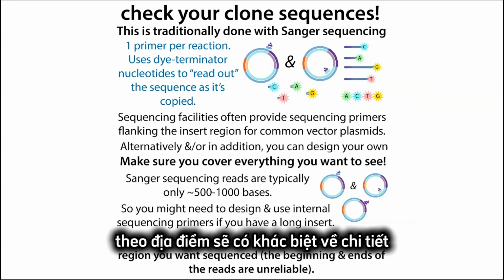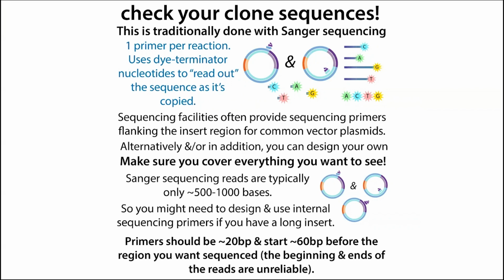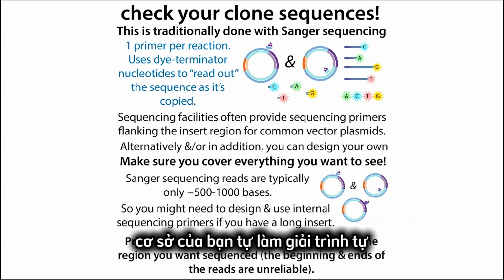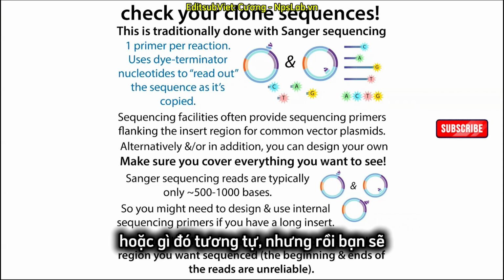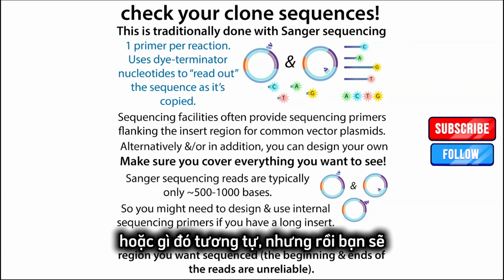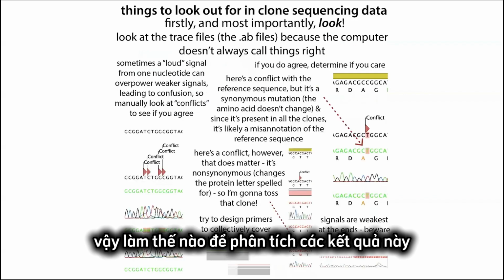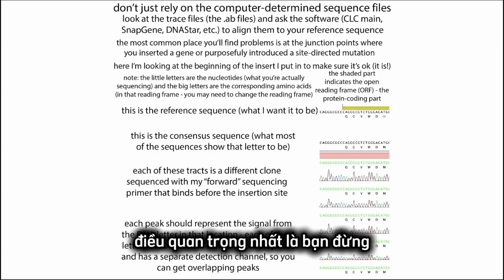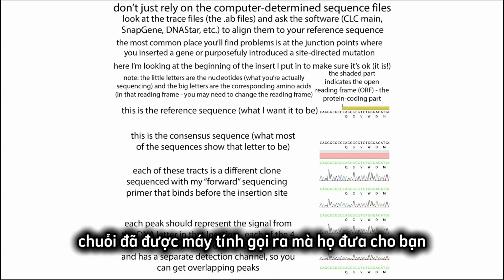The details are going to vary from place to place, and depending on whether your institution is doing the sequencing or you're sending it off to some company like GeneWiz. But then it's typically pretty fast. So a couple of days later, you're going to get back the results. And so how do you analyze these results? The most important thing is that you actually look at the data. Don't just look at the computed sequence that they give you.